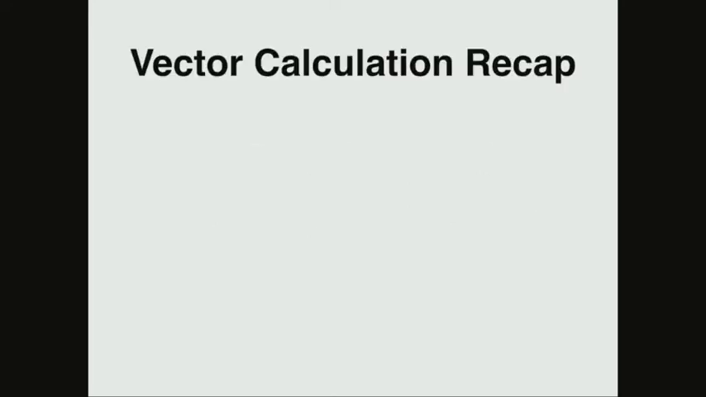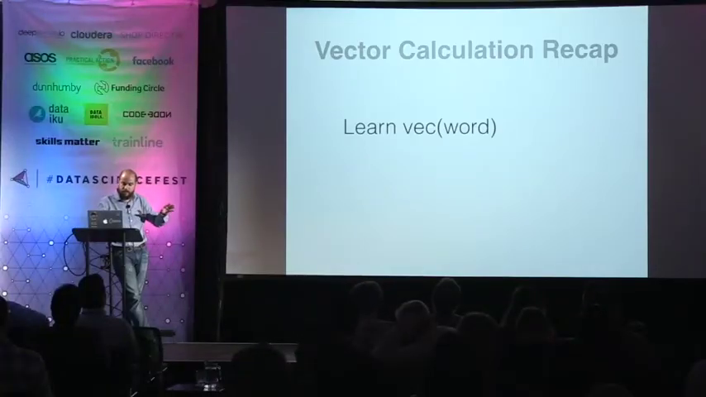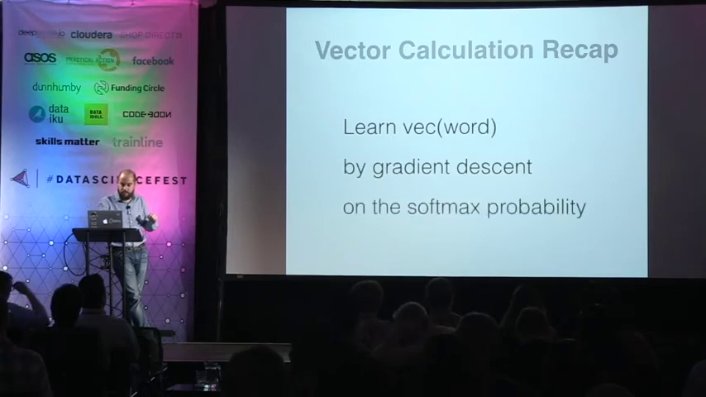So the overall idea, what we've done so far with this algorithm in terms of learning vectors, we've been learning word vectors using stochastic gradient descent on the softmax probability. So that's the overall idea of the word2vec algorithm. And here you have all the keywords, all the ingredients, if you want to dig into details.